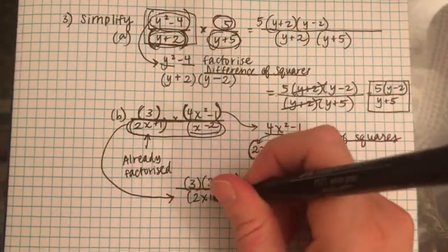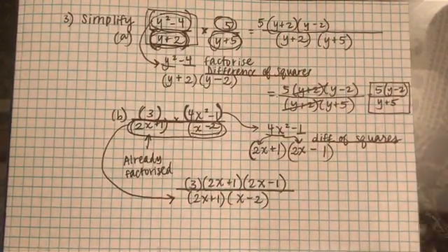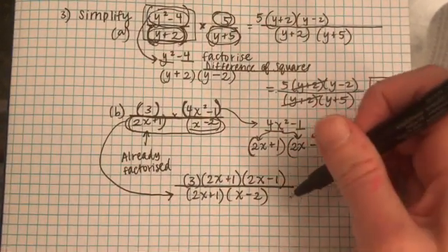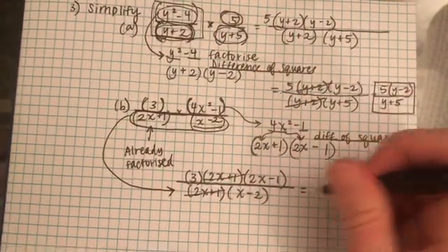2x plus 1 brackets, x minus 2 brackets. Now let's see, does anything match? In the numerator and denominator, yes, these match, so we'll cancel them out. And then let's see what our answer is.